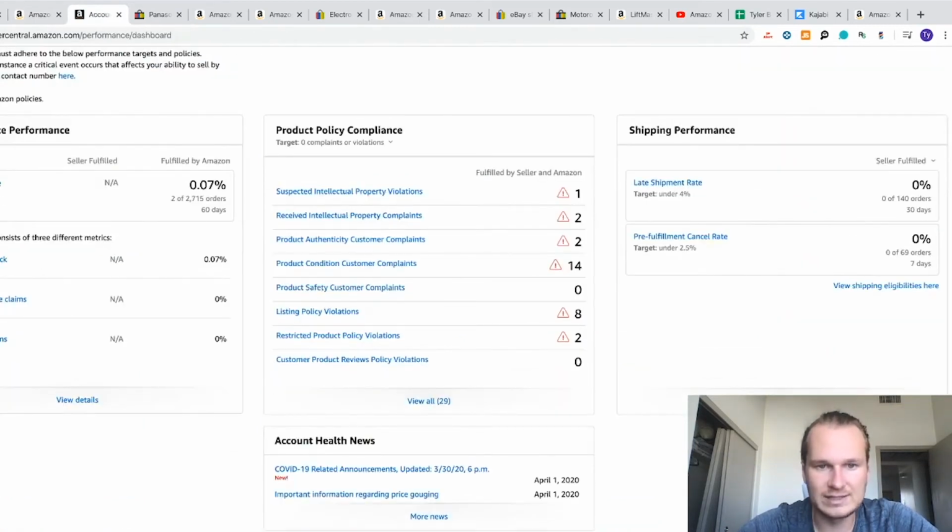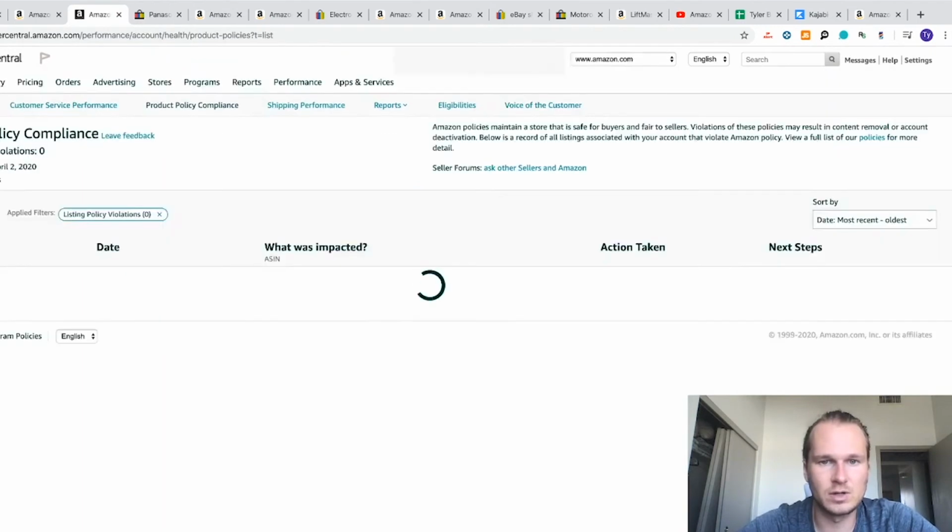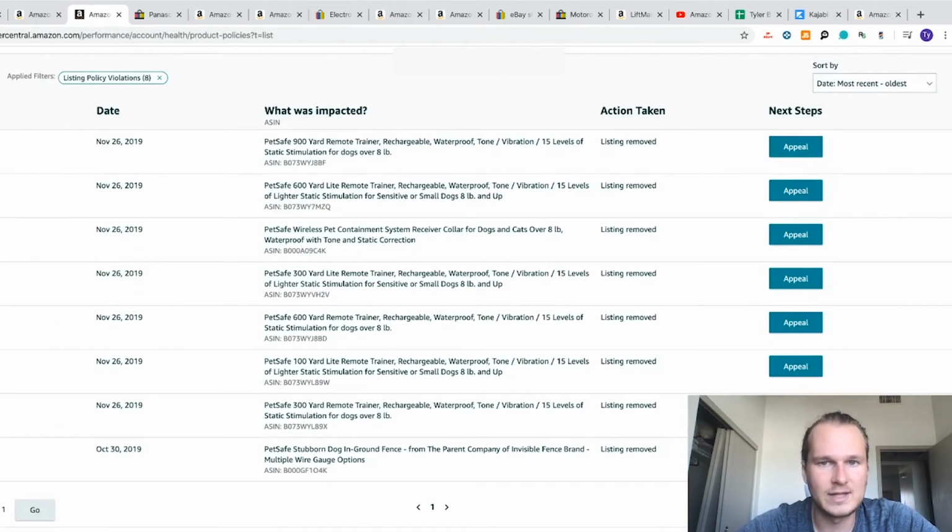Product safety, we haven't had any of these. Listing policy violations. This one's an interesting one. As you can see, they are all PetSafe. What happened here is Voyers, the law firm, and PetSafe submitted a claim saying that we stole these, even though we didn't.